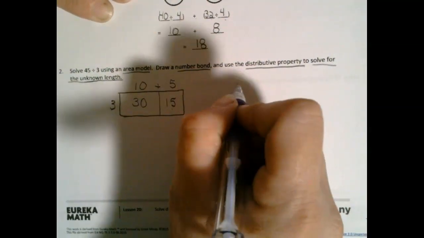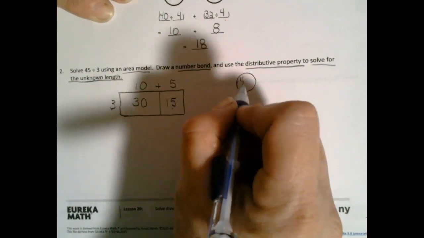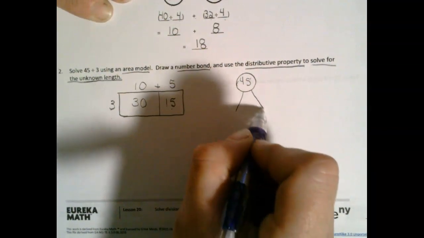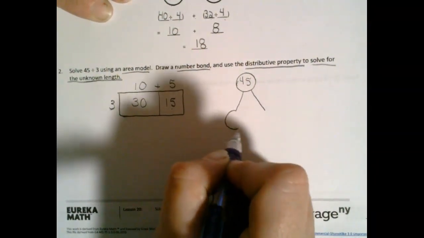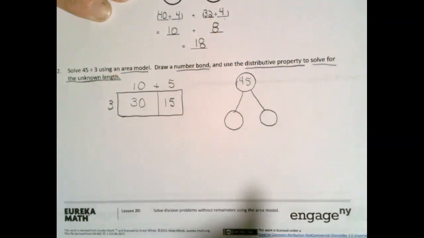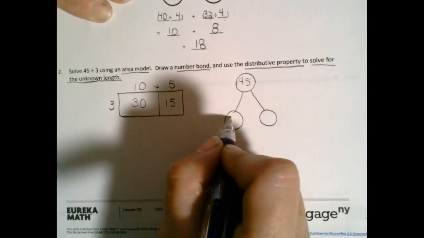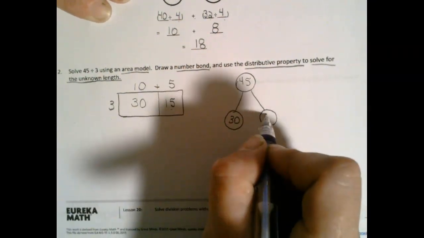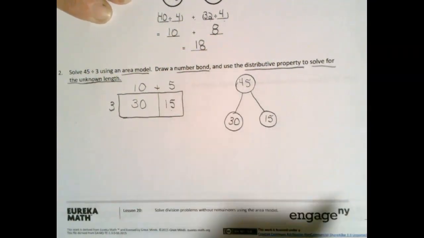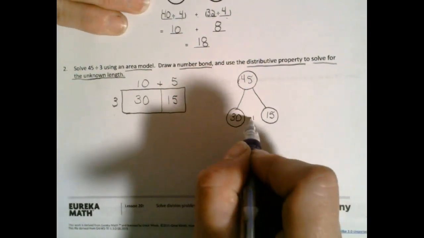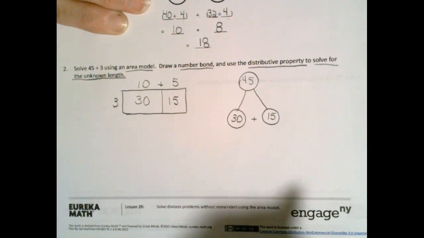All right, let's draw our number bond and see if we're right on this, okay? So here I have 45, and if I want to split that into 2 multiples of 3 that would equal 45, I know that 3 times 10 is going to give me 30, and I know that 3 times 5 is going to give me 15, and 30 plus 15 is going to equal 45.